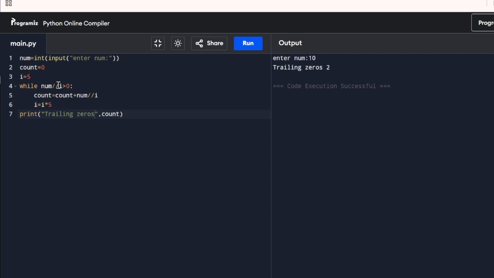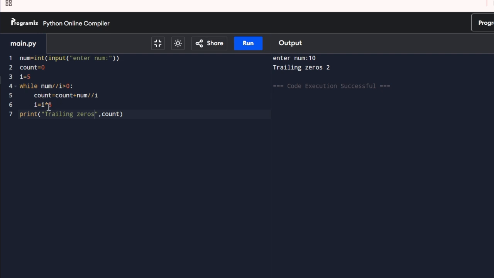Firstly, with 5 it is checked and we get 20. After multiplying 5 by 5, we get 25, so i becomes 25. Here again, i is taken as 25 and it is checked again. In the second iteration, 100 // 25 is taken, and the result is 4. If we have any decimal points, they will be removed because of this symbol. So 4 is greater than 0, the condition is satisfied, the loop runs again, and the count is incremented.